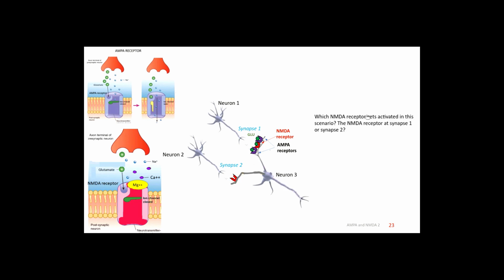So again, which NMDA receptor gets activated in this scenario? The NMDA receptor at synapse 1 or at synapse 2? Nice. Yeah. Synapse 1, exactly right. Now, how come you don't activate the NMDA receptor at synapse 2? Isamar. There's no glutamate to bind at the receptors in that dendrite.